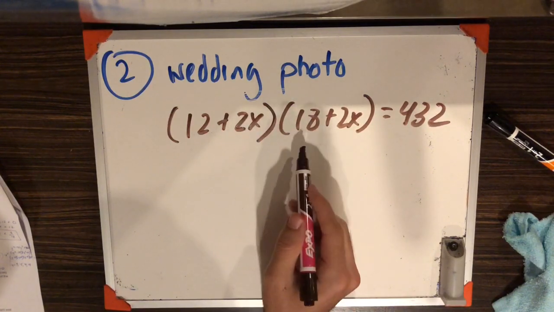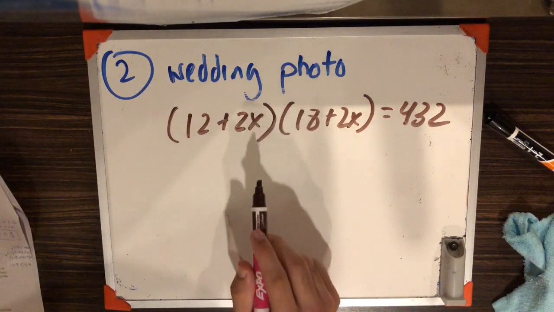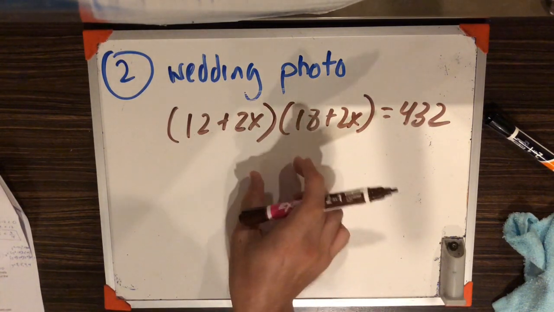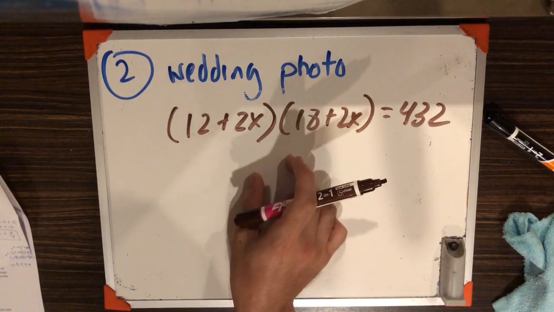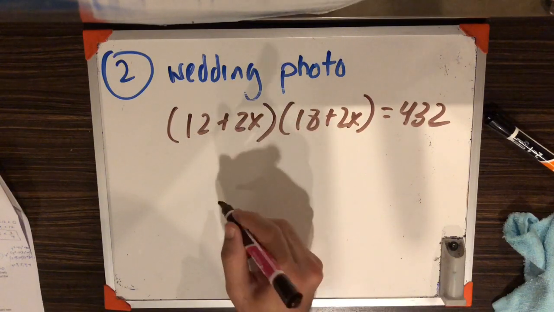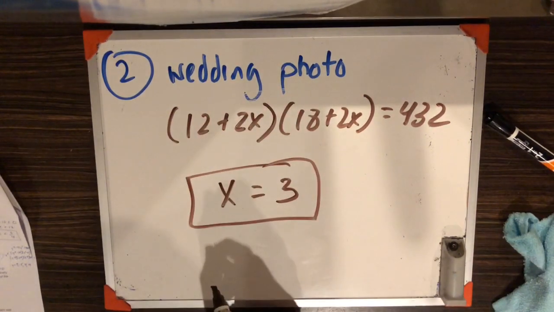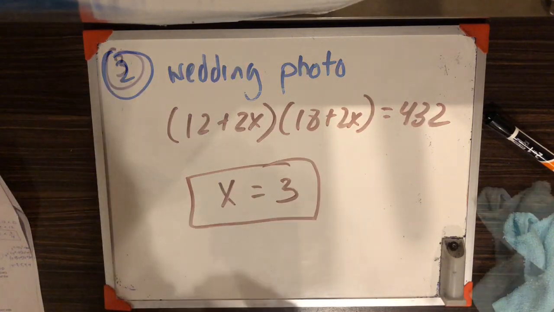You should FOIL, okay? I think you end up with 2 values. One should be negative, one should be positive. You're obviously going to take the positive measurement, right? So in this case, when you do everything, you should end up with x is equal to 3. So that is number 2.